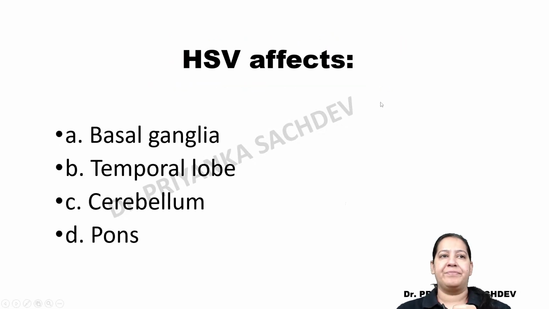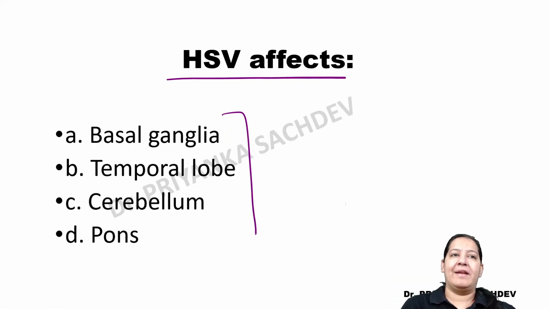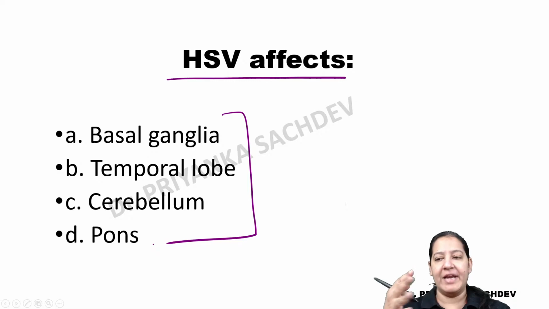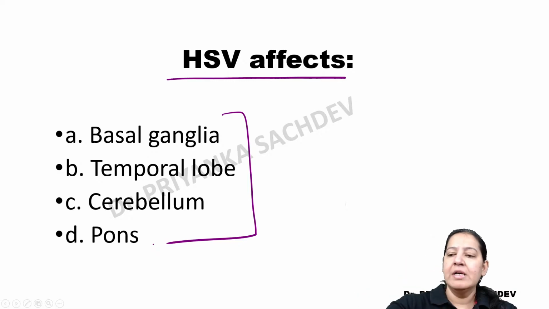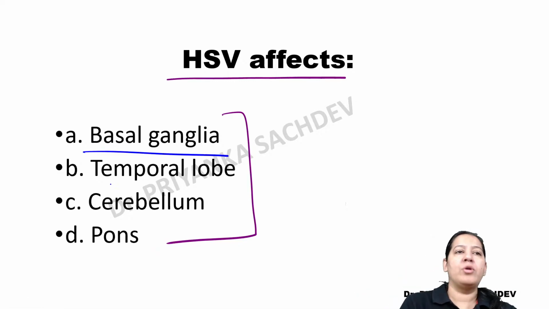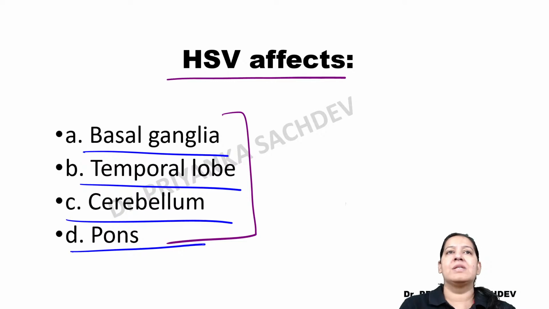The next question is in front of you. Just a second. I have not taught you this, but just give your guess, then I will tell you the correct answer. HSV affects which area of the brain? These are the various portions in the brain: basal ganglia, temporal lobe, cerebellum or pons. So HSV affects which portion of the brain? I have not taught you this, but if you know this, you tell me. Otherwise, I will tell you the correct answer.